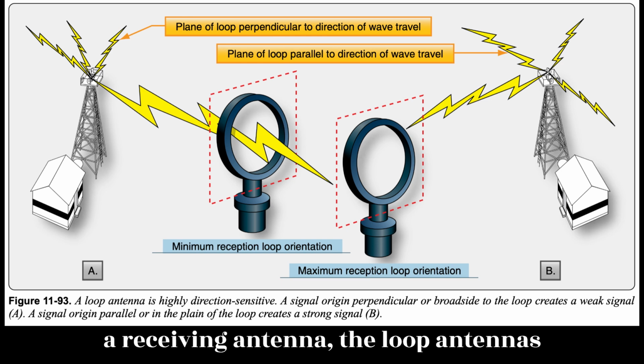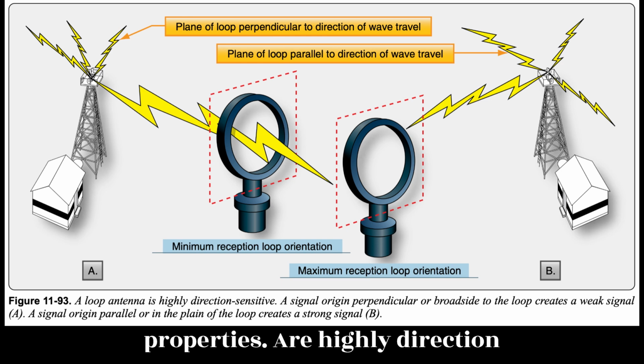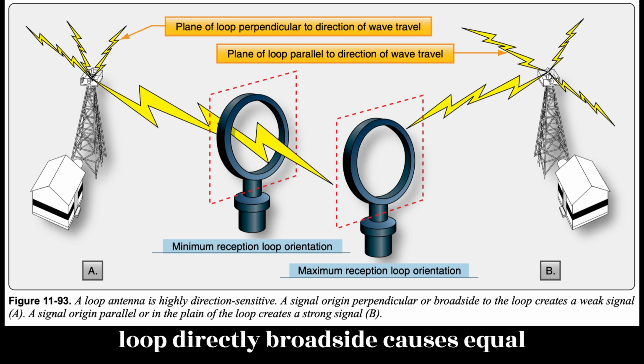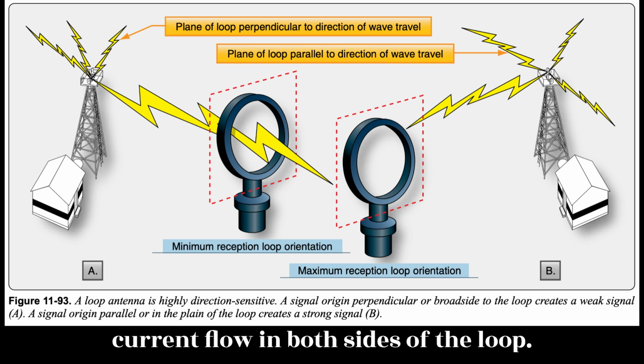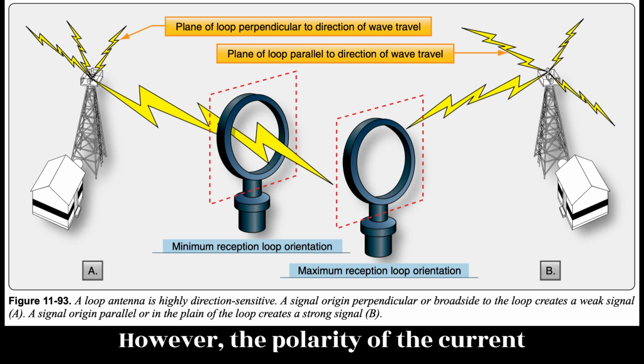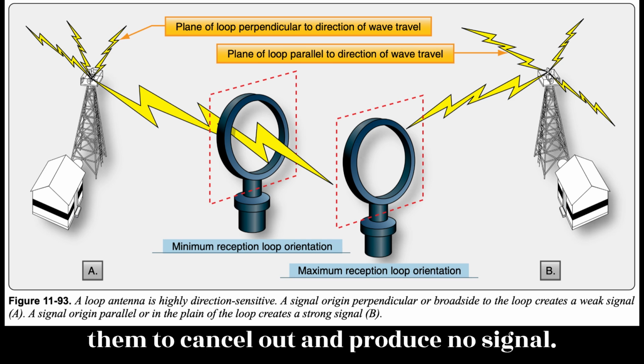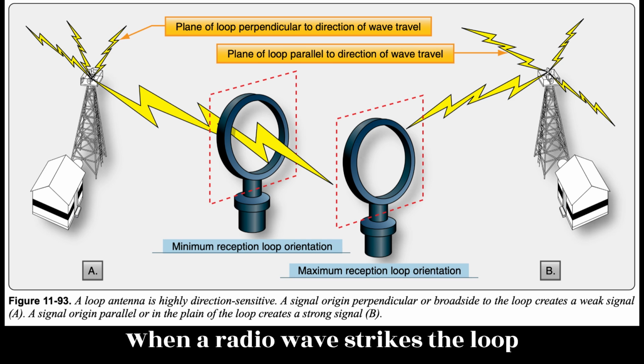Used as a receiving antenna, the loop antenna's properties are highly direction-sensitive. A radio wave intercepting the loop directly broadside causes equal current flow in both sides of the loop. However, the polarity of the current flows is opposite each other. This causes them to cancel out and produce no signal.